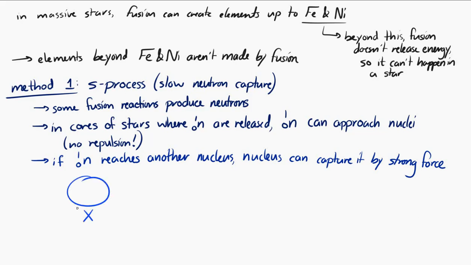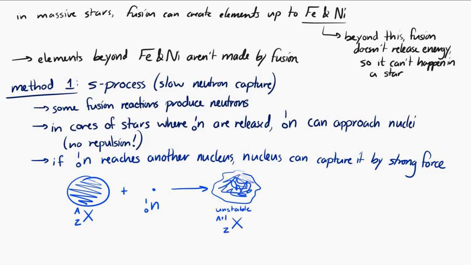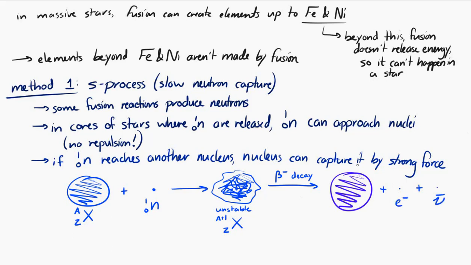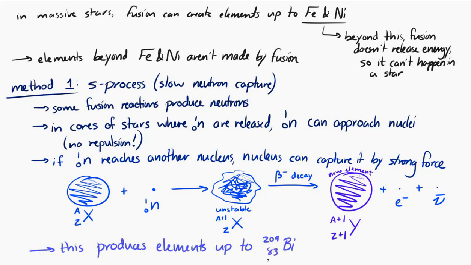So say we have an element here, and it captures a neutron. That will form an unstable isotope of that nuclide. Then, that nuclide can undergo beta decay. It'll emit an electron and an antineutrino, and then we get a new element with 1 more proton than the original element. This method is a way of producing elements all the way up to bismuth-209. Past bismuth-209, it doesn't really work. So that's the first way that we can get heavier elements.